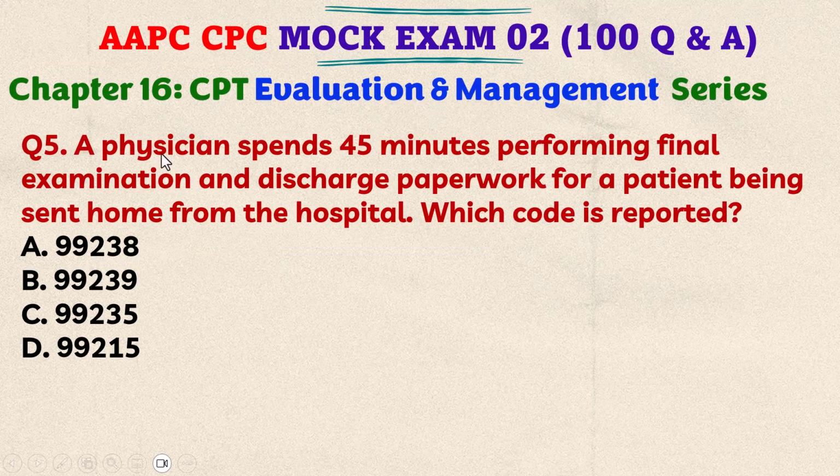Question number 5. A physician spends 43 minutes performing final examination and discharge paperwork for a patient being sent home from the hospital. Which code is reported? So there are 4 answers available. Take your CPT code book and find the answer. So here you have to highlight this is 45 minutes performing final examination and discharge paperwork. So it's a discharge code. So once you look at the answers, all answers are adjacent codes. So you can use the elimination method for the exam purpose.